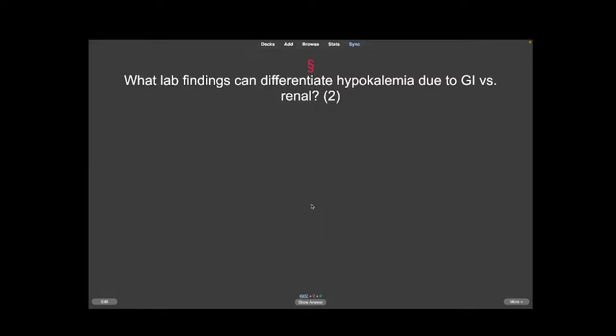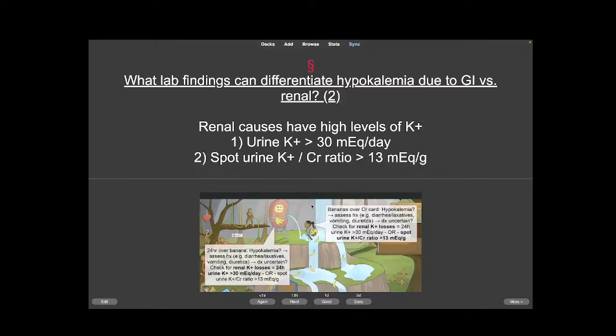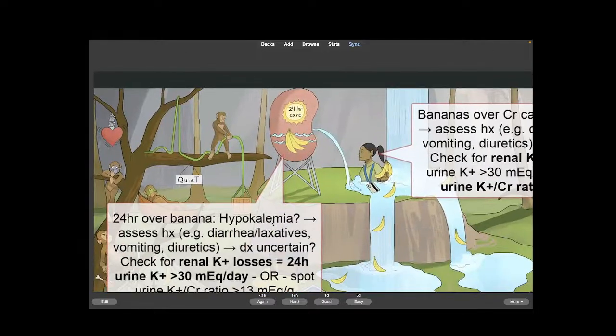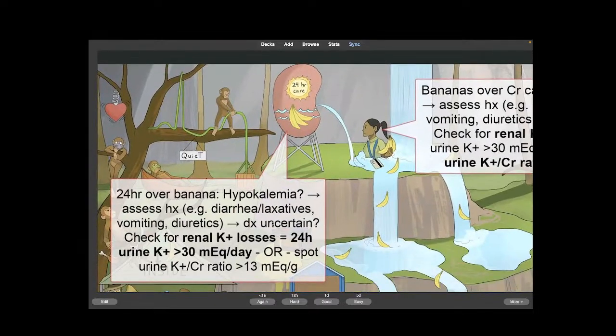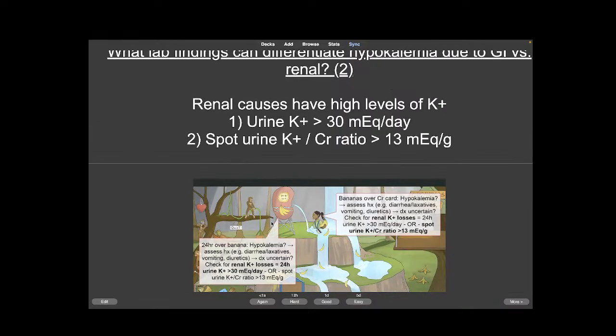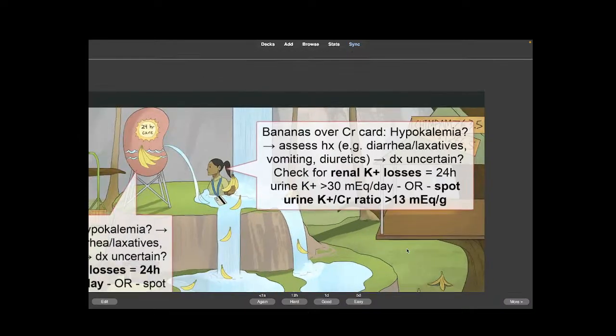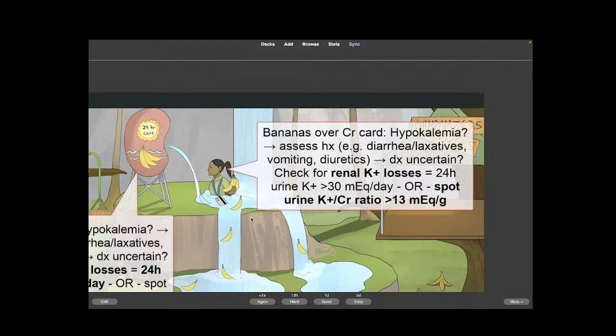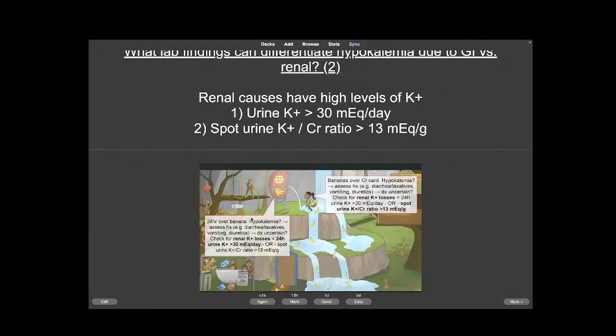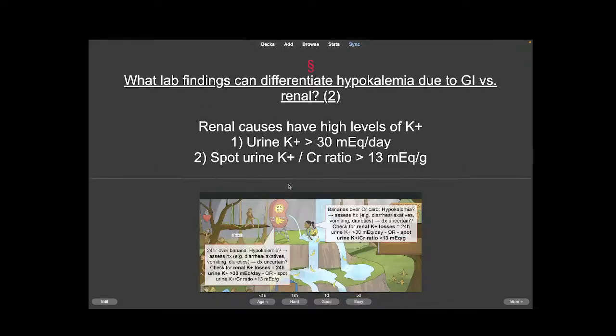And what lab finding can differentiate hypokalemia due to GI versus renal causes? Oh wow, that's an interesting point. I don't know. Renal causes have high levels of K+. What? Renal. So what are we looking at? More? That's kind of weird. How are you supposed to remember that? What? How do bananas go over the creatinine head? That means like more bananas. Oh, in renal, the K to the creatinine is more. Yeah, so renal causes have high levels of K+. Okay. Just go with the image, bro.